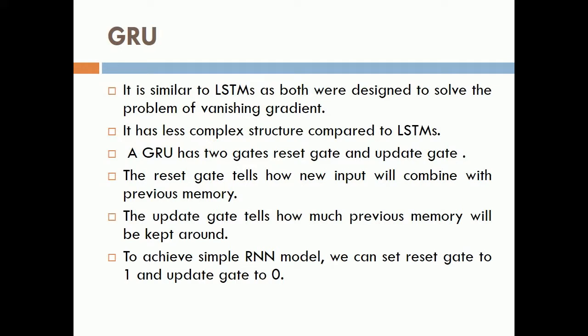GRU. It is similar to LSTMs as both were designed to solve the problem of vanishing gradient. It has a less complex structure as compared to LSTMs. A GRU has two gates, reset gate and update gate. The reset gate tells how new input will combine with previous memory. The update gate tells how much previous memory will be kept around. To achieve a simple RNN model, we can set reset gate to 1 and update gate to 0.